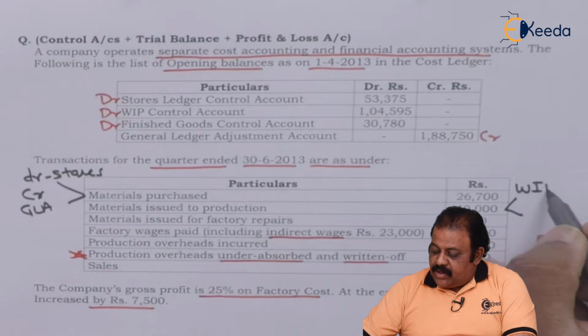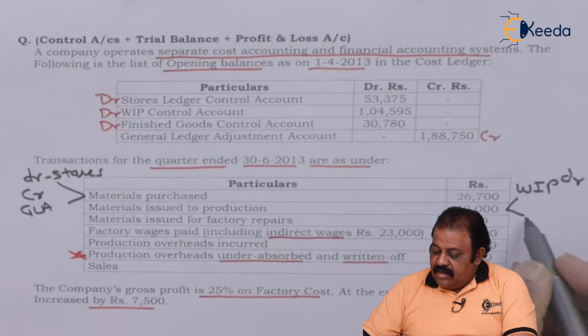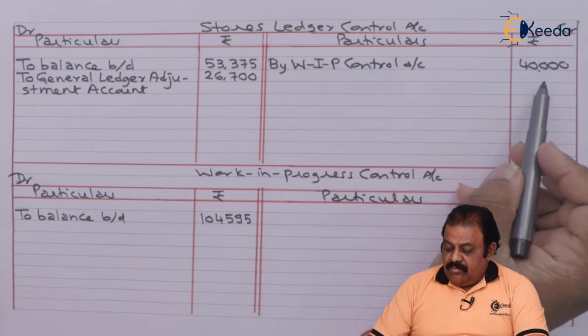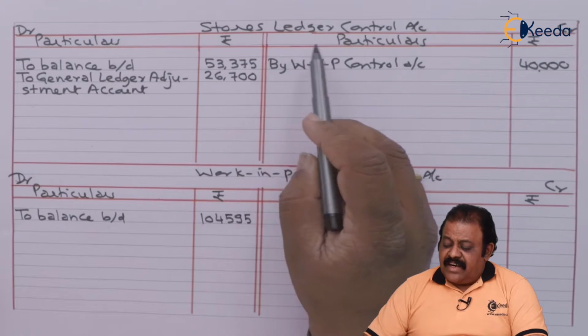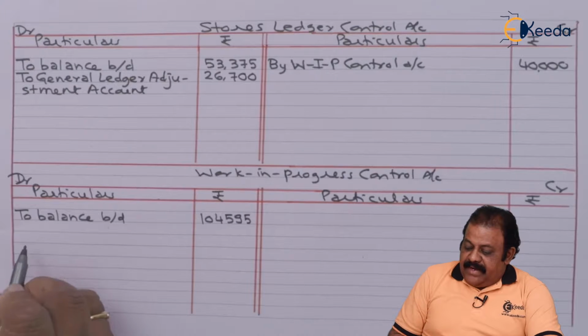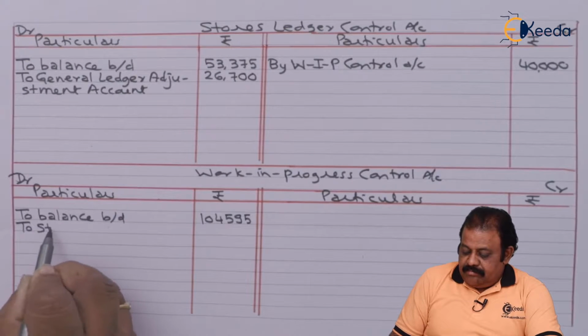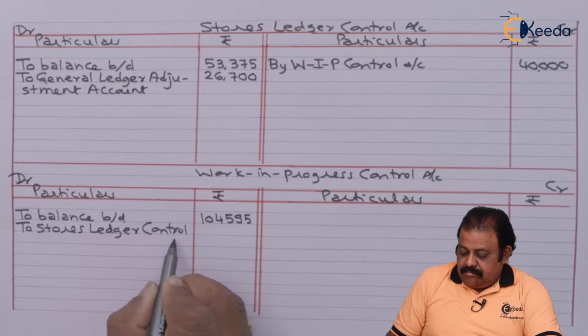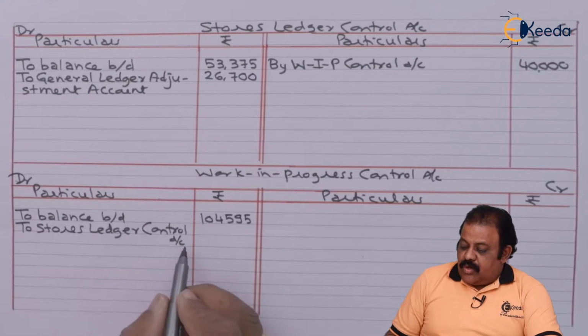Material issued to production 40,000. This will be debited to work in progress and credited to stores. Work in progress control 40,000 amount is credited to stores ledger control account. Work in progress control account debit to stores ledger control account 40,000.